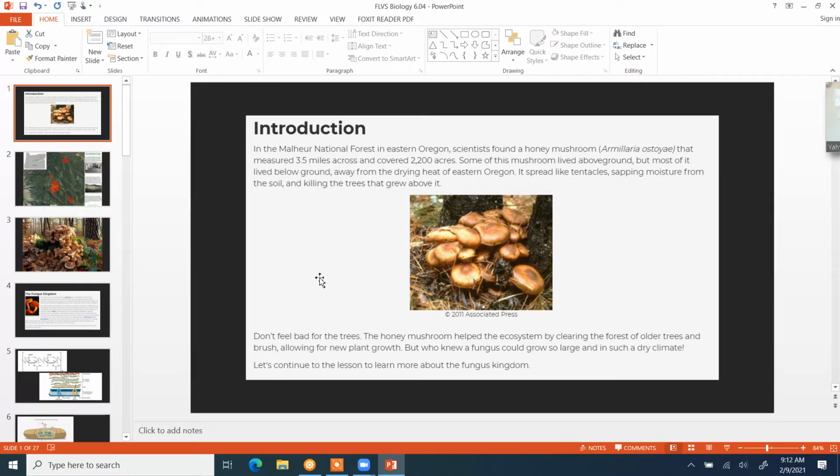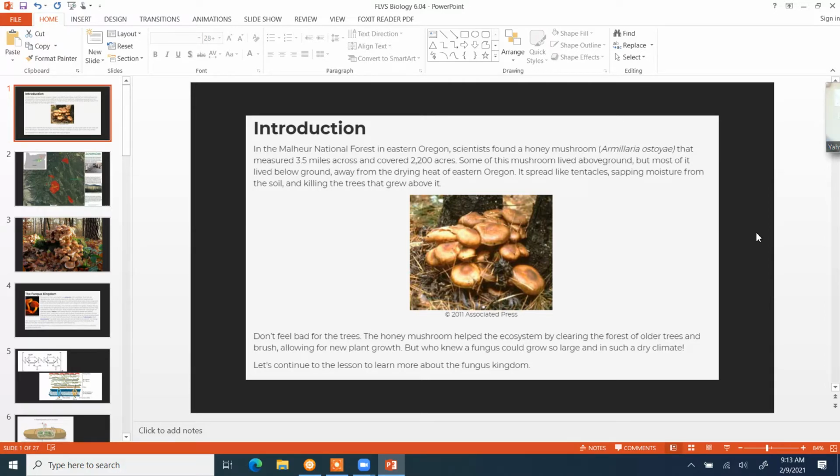It says here that in this national forest in Oregon, they found a honey mushroom that measures 3.5 miles across and covers 2,200 acres. So over that landscape, what you see is a bunch of mushrooms, right? But the mushrooms are not the main portion of the fungus. The main portion of the fungus is underneath the ground. So over this entire 2,200 acres, the area underneath the ground is filled with this fungus.